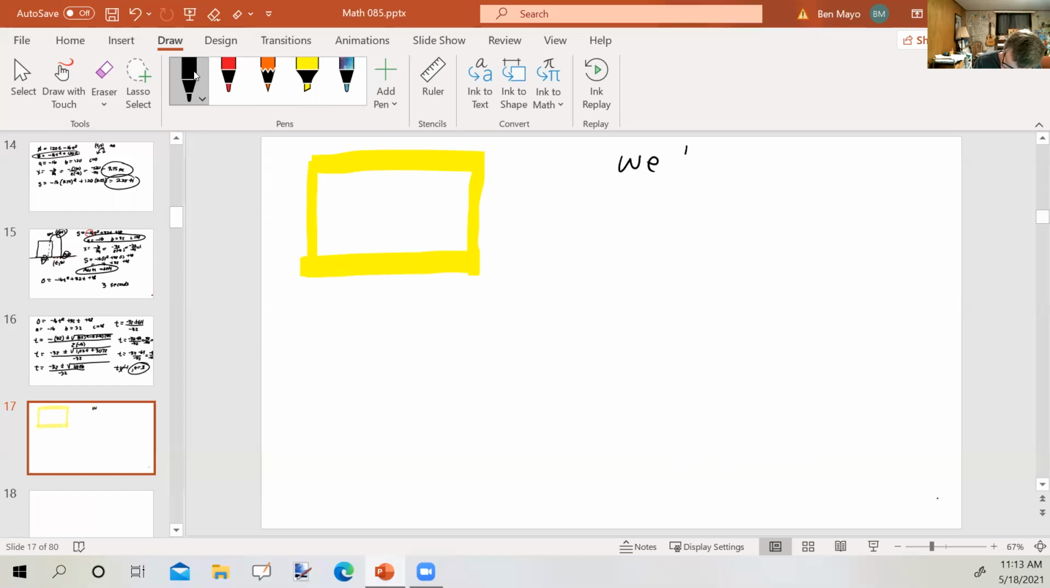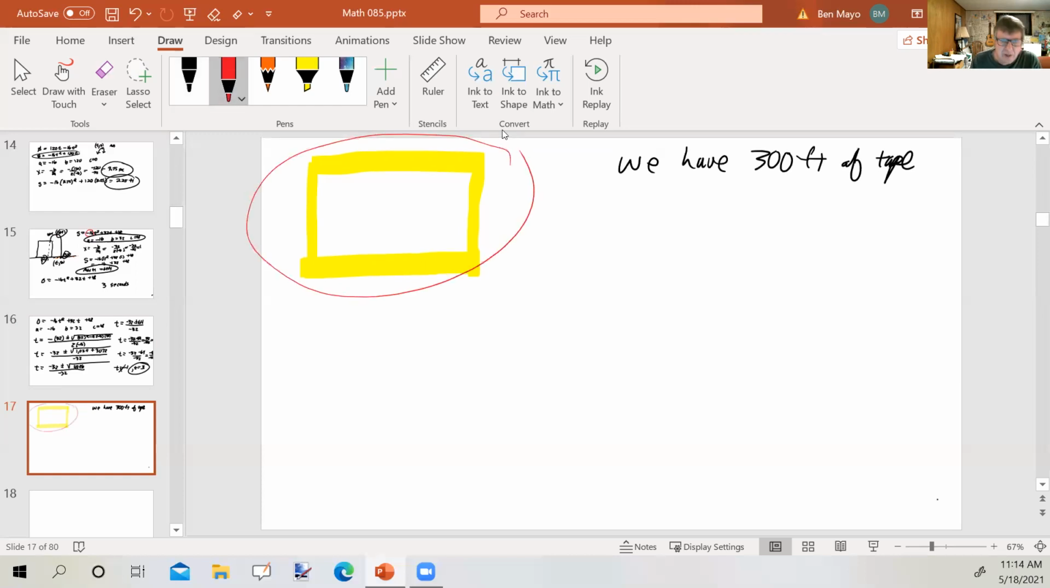We have 300 feet of tape, all right? And we're forming a rectangle. We want to get the dimensions of the rectangle that would produce the maximum area inside the rectangle, and we want to find that maximum area. Okay, if the whole thing, this distance all the way around it, is 300 feet, then half of it, in other words these two sides, would have to equal 150. Okay, half of 300.